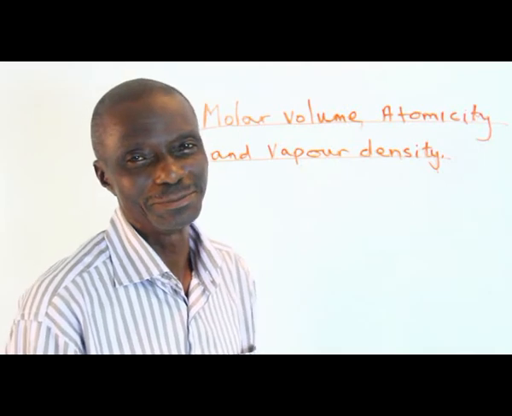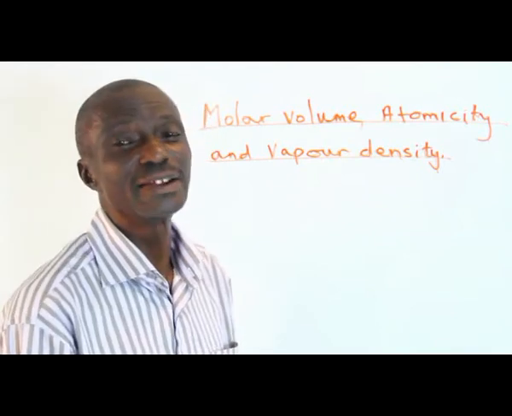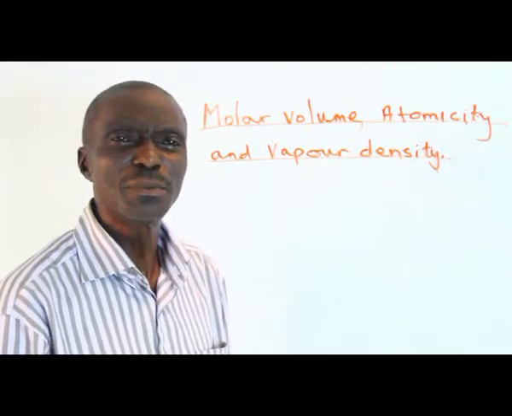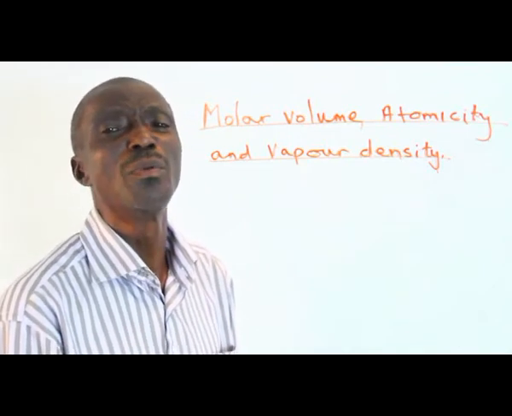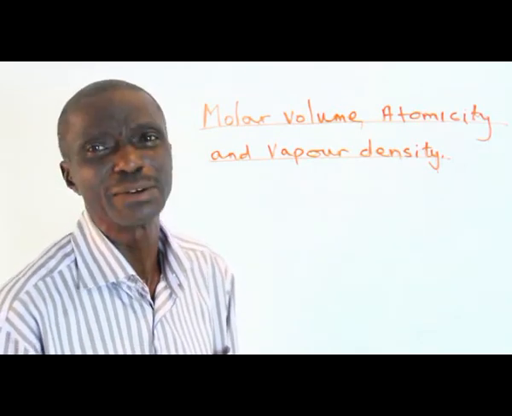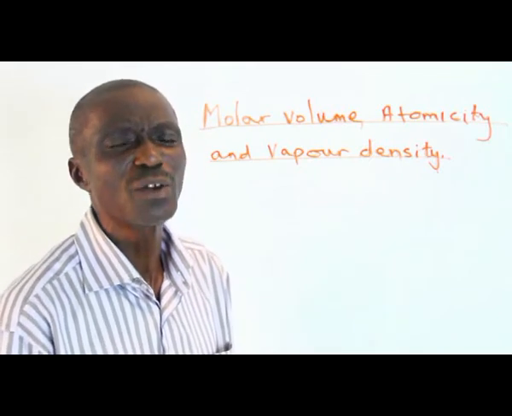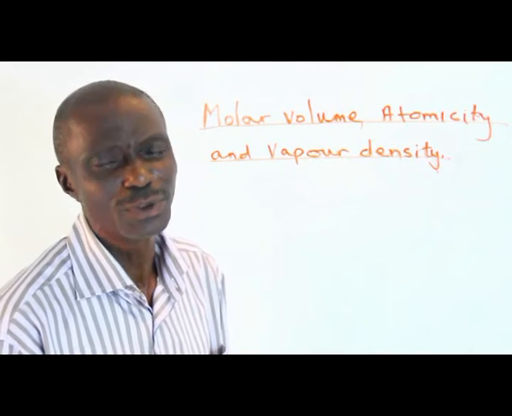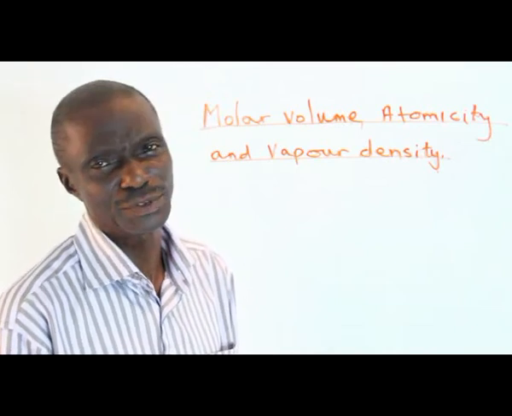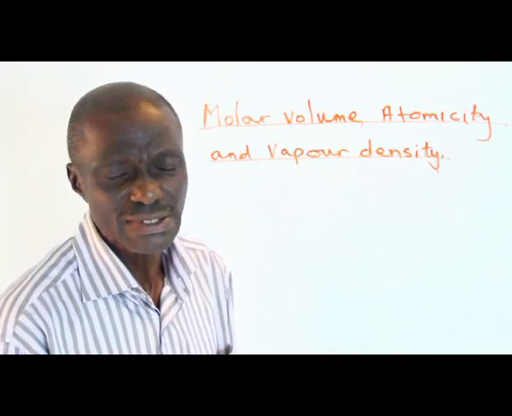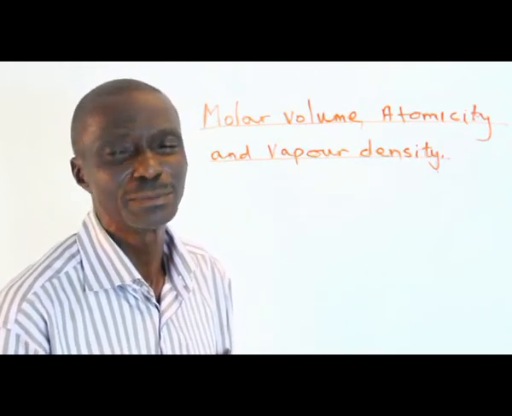It's chemistry time. We are looking at the topic molar volume, atomicity, and vapor density. Now, the molar volume of a gas is the volume occupied by 1 mole of the gas at standard temperature and pressure, while the atomicity of a gas is the number of atoms contained in 1 molecule of the gas. And finally, vapor density is the number of times any known volume of a gas is as heavy as an equal volume of hydrogen at the same temperature and pressure.